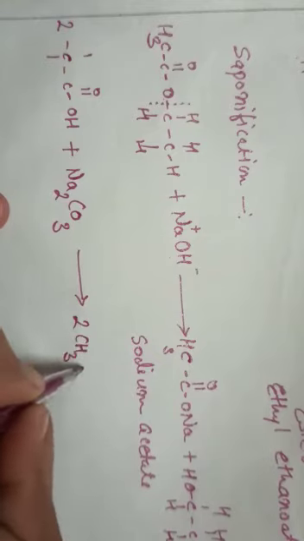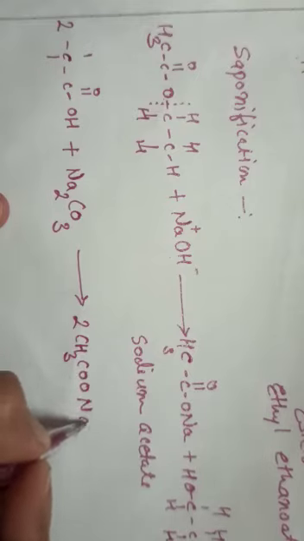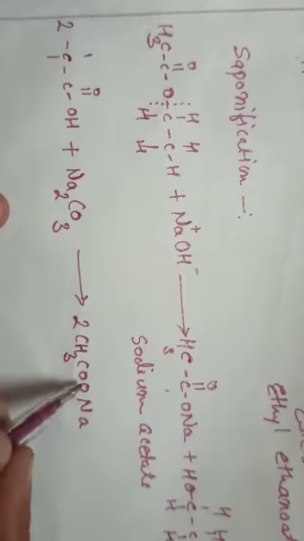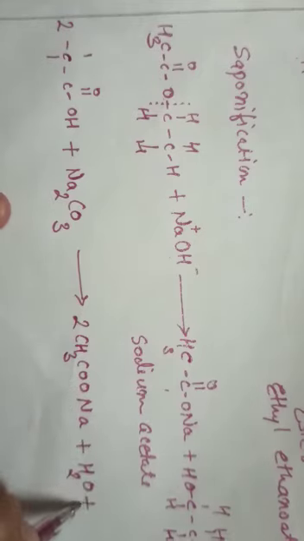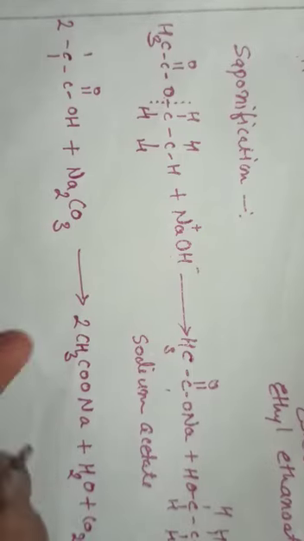Now we'll write that. See, it's the same one. C double bond O, O, Na. Along with that, your byproducts are H2O and CO2. This is the second reaction.